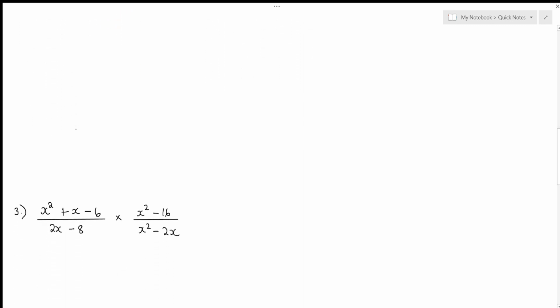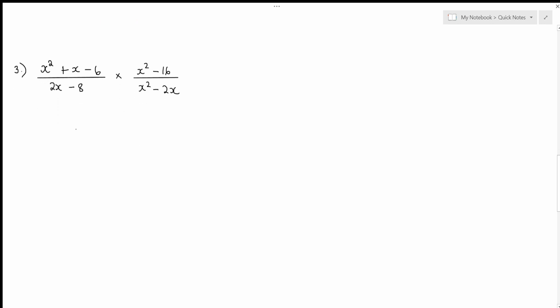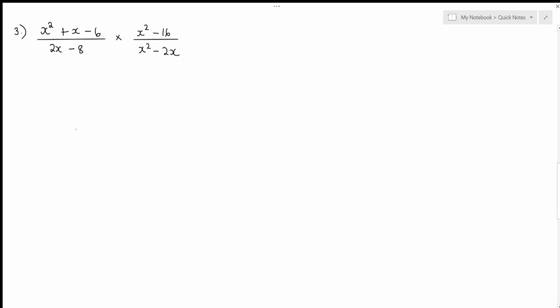Okay, number 3, there we go. Here we have x squared plus x minus 6 divided by 2x minus 8 times x squared minus 16 divided by x squared minus 2x. So we take each one at a time, and we're going to factorize. So I'm going to start off with my numerator here.